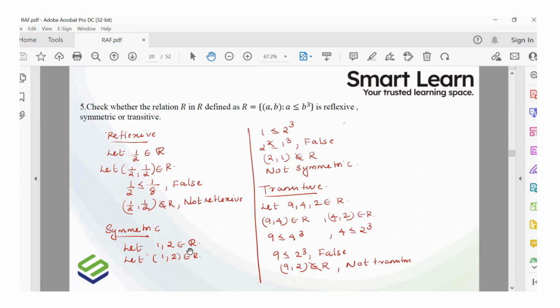Symmetric: (1, 2) is an element of R, since 1 is less than or equal to 2 cube. But 2 is not less than or equal to 1 cube, right, children? So (2, 1) is not an element of R. So it is not symmetric.